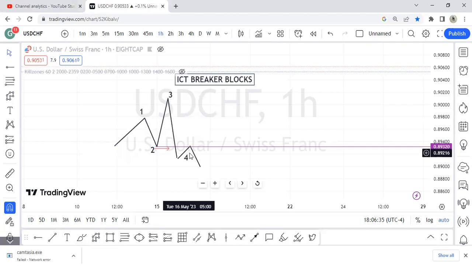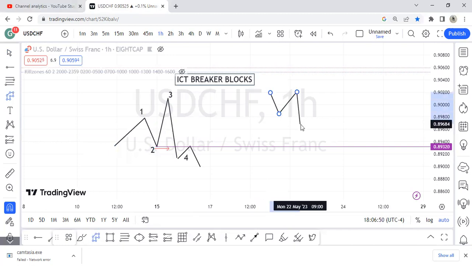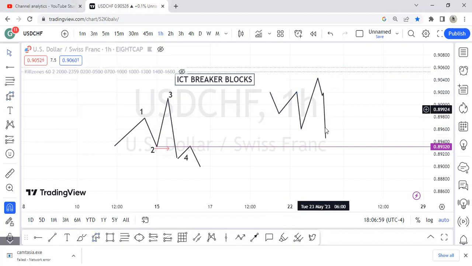All right, so that is just the concept behind this. The reverse is the case for a bullish breaker. So for a bullish breaker, you will see the market give a kind of high, then, all right, so the bullish breaker looks like this. So you can see what I'm talking about here.